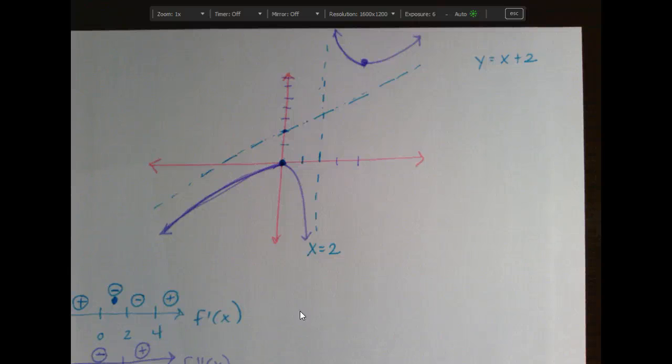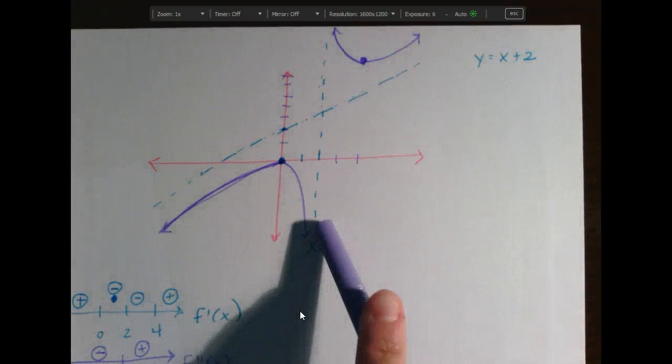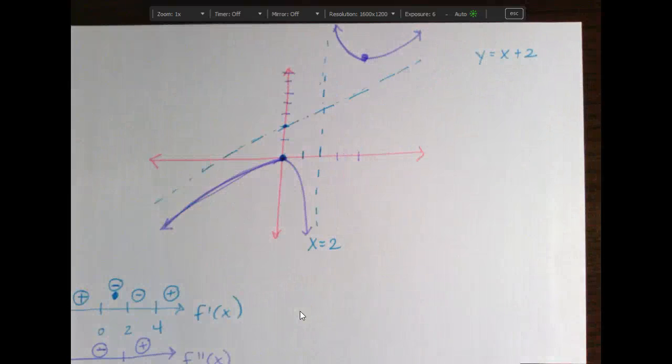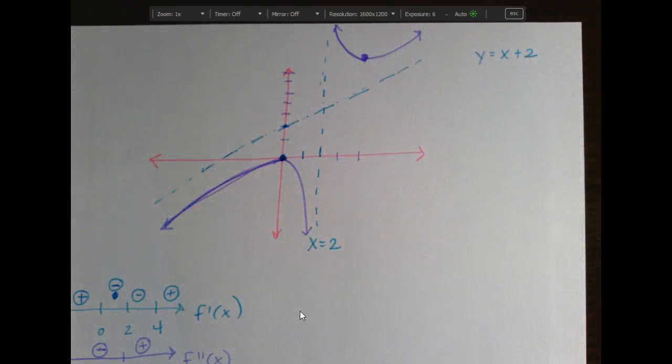And when you guys are doing these types of problems, you'll likely have a multiple choice answer. And so you want to look at the location of the asymptotes and the location of these critical points in order to match the correct graph.